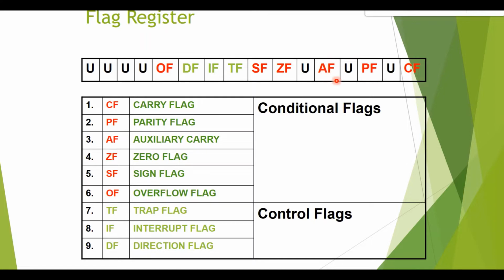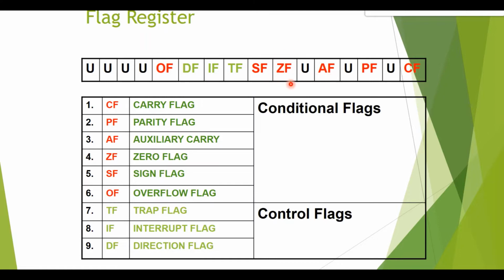Then we have the auxiliary flag. This flag is set or reset when there is a carry generated from D3 and it is transferred to D4. So if a carry is generated at D3 and transferred to D4, then this auxiliary carry flag will be set. Then we have the zero flag.